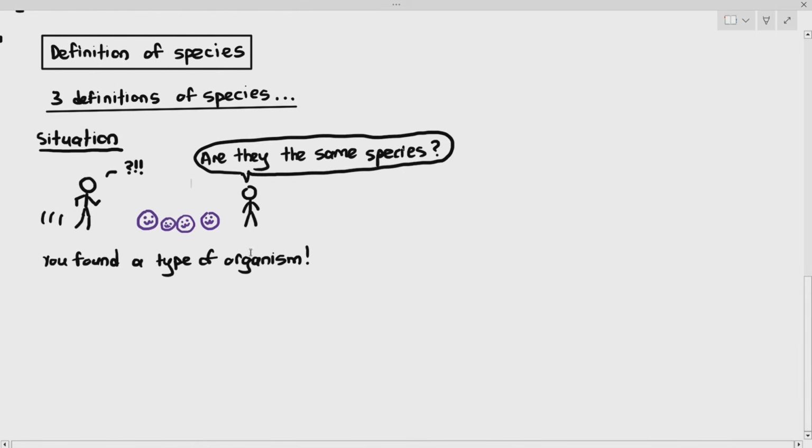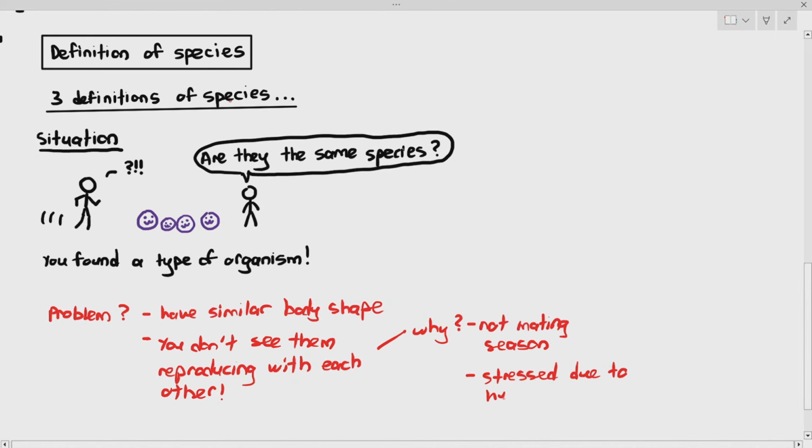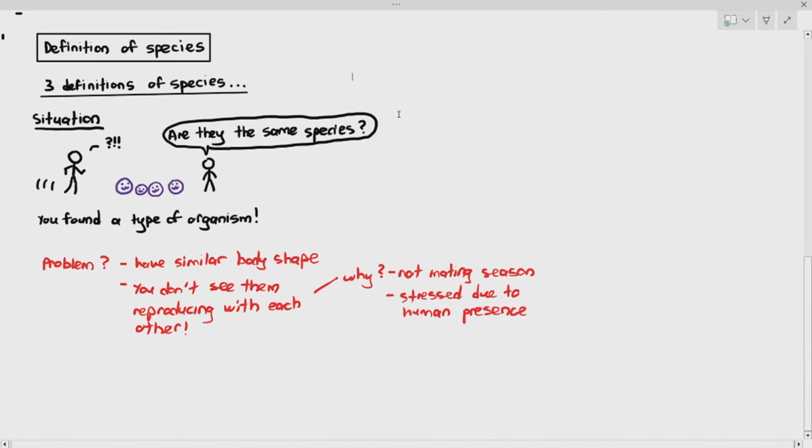So the problem here is, yes, they all have similar body shape, they all look fine, but you don't see them reproducing with each other. That means you don't see the organisms carrying out sexual reproduction. Why not? Maybe because it's not the mating season, and also because they are stressed due to human presence. Would humans reproduce if someone keeps watching us? Probably not. Okay, so the same thing applies to them. They're like, what the hell are you doing here? Please don't disturb us. But that's what's happening. So you don't see them reproducing with each other.